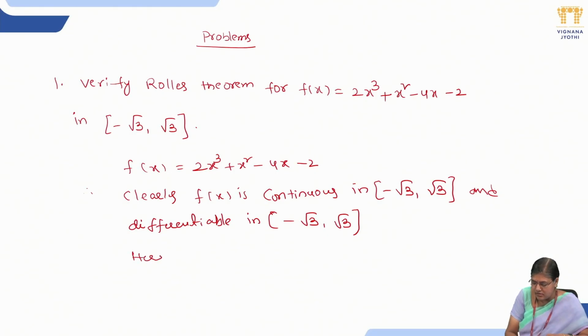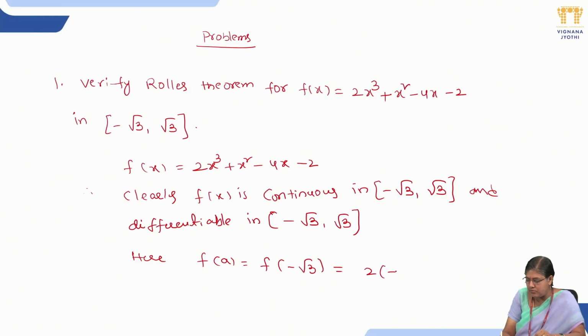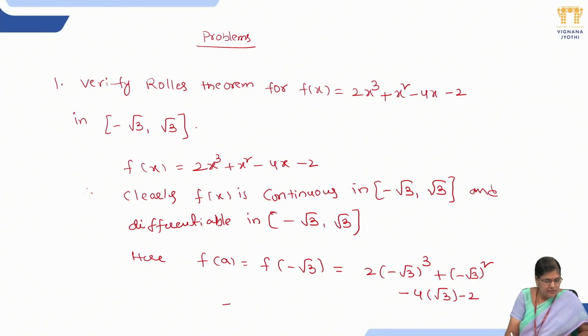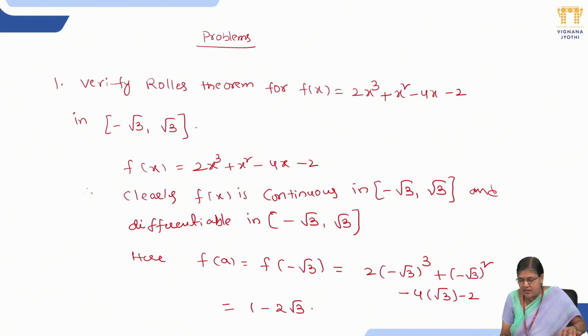Here first of all we are going to calculate the f of a value. f of a means f of minus root 3, as a is equal to minus root 3. f of minus root 3 is equal to 2 into minus root 3 whole cube plus minus root 3 whole square minus 4 into minus root 3 minus 2. Simplifying, finally we will get f of a value is 1 minus 2 root 3.